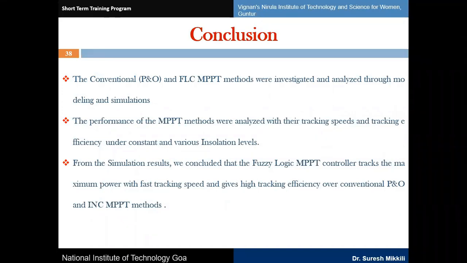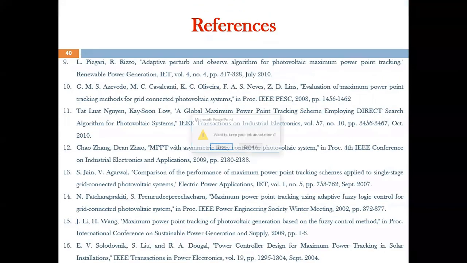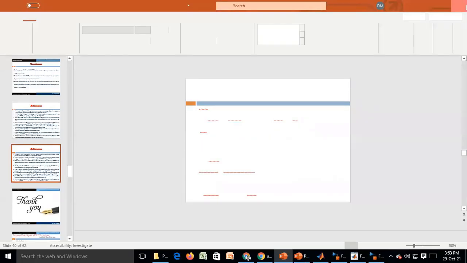So what we have done, P&O and FLC methods were investigated. The performance we have seen. We found that fuzzy is giving the better performance. Now we will see how to design that fuzzy logic. So why it is required, what is the importance? So we need to see. I'll show you that.